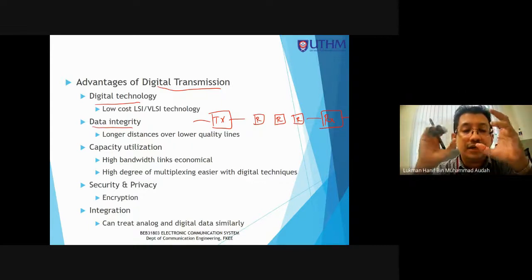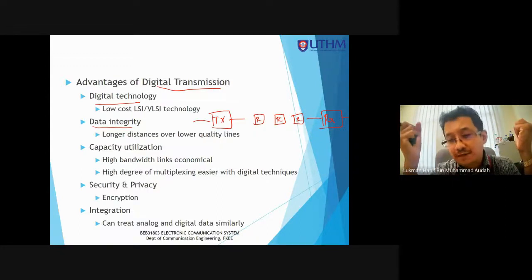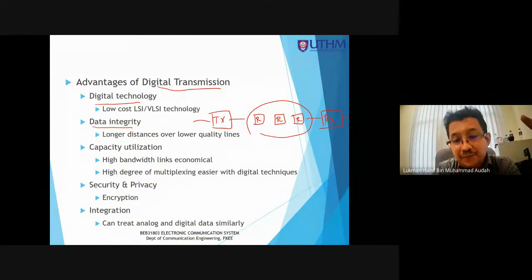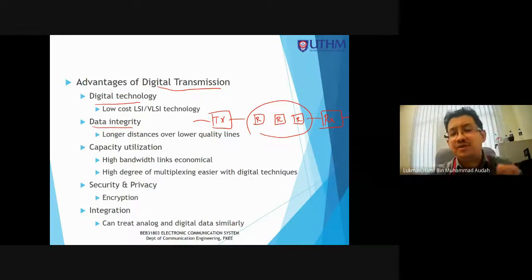Ini kalau kita gunakan digital signal, digital transmission, digital system. Ini tidak berlaku dalam analog. Analog tidak ada repeater. Dia tidak boleh menghidupkan semula signal. Dia tidak boleh regenerate. Analog we can only amplify. Dalam analog system kita cuma boleh amplify. We cannot regenerate the signal. That's why if we transmit longer distance akan ada banyak noise dalam signal tersebut.